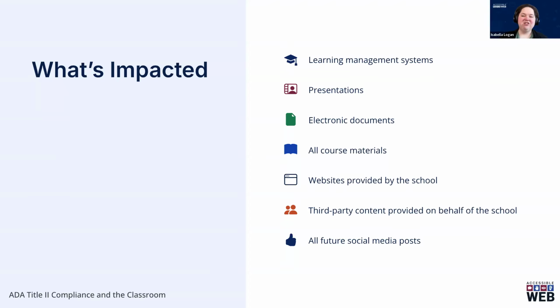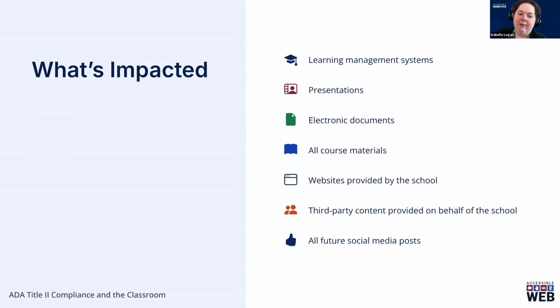You're going to have presentations, so your Google Slides or PowerPoints. And this is going to apply to both presentations given in person and presentations uploaded and shared to users online. Any electronic documents you have, so PDFs, word processing documents, spreadsheets, things like that. So all course materials, it's kind of overlapping in a lot of these categories. So things like your online textbook has to be meeting these criteria.